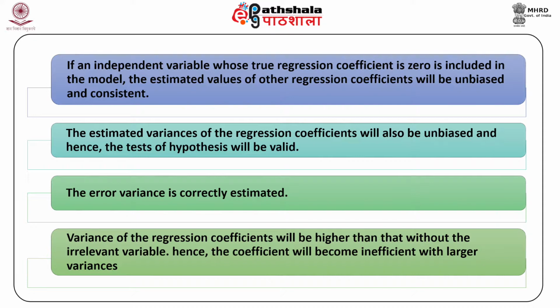Variance of the regression coefficients will be higher than without the irrelevant variable. Hence, the coefficient will become inefficient with larger variances. Caution: comparing the consequences of two types of errors with respect to choice of variables, it appears that there are less serious consequences of including an irrelevant variable. Hence, it might become more tempting to include more variables in the model to avoid omitting any variable from the model. This may not be the right conclusion, as including more variables leads to loss in efficiency of variables and might also result in the problem of multicollinearity, along with lost degrees of freedom.